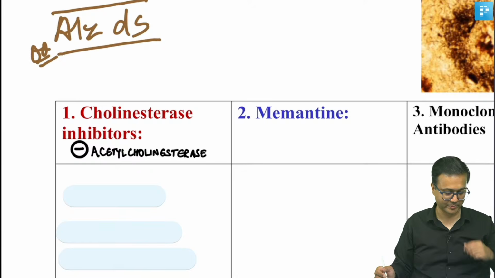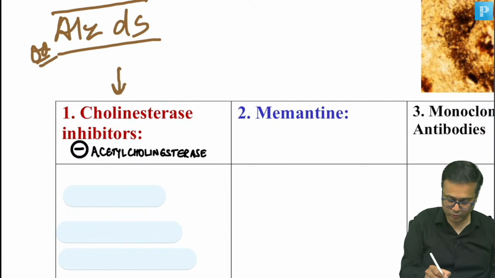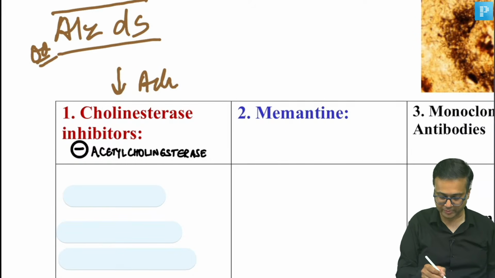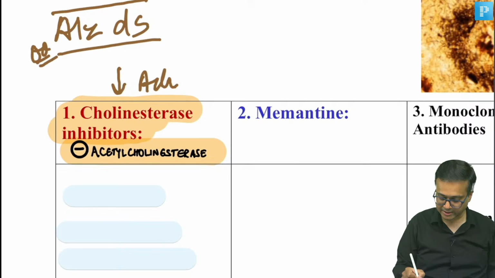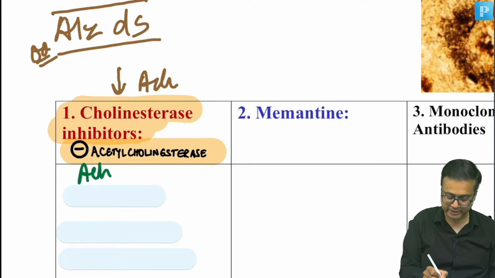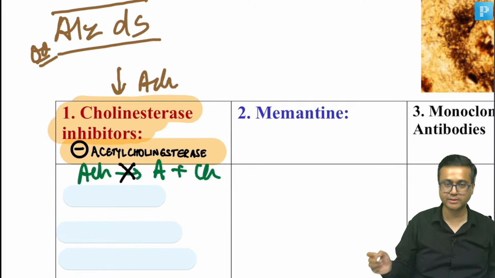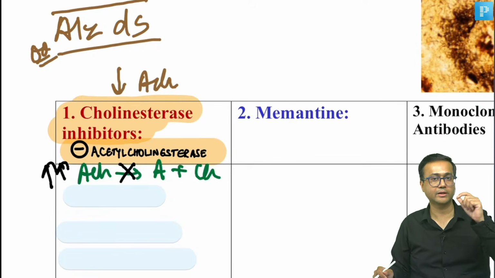Very good, you remember it, Dr. Goel. Which important neurotransmitter? We know acetylcholine is reduced, right? So we are using one category of drug, which is cholinesterase inhibitors. It inhibits the enzyme acetylcholinesterase. This enzyme breaks down acetylcholine into acetyl-CoA plus choline. So if we inhibit this enzyme, can I say acetylcholine will increase, isn't it? So this is one of the drugs which we use.